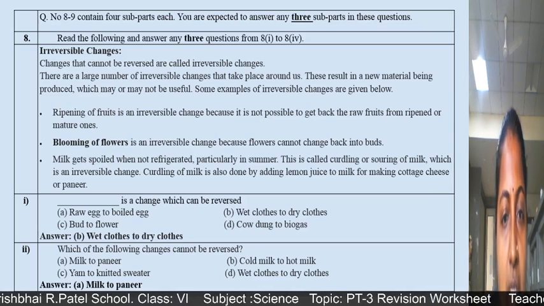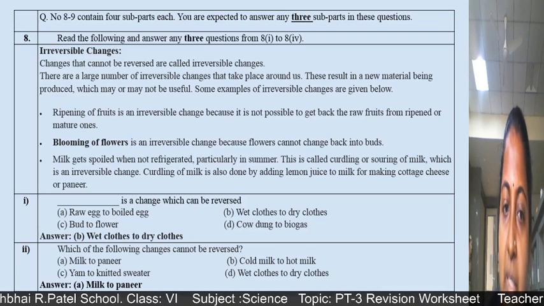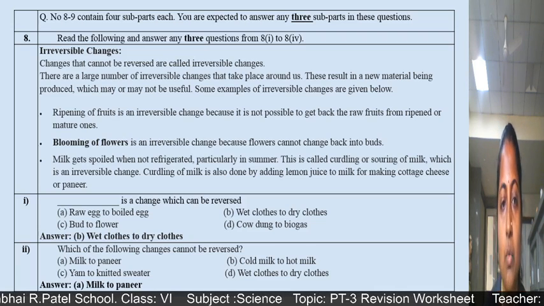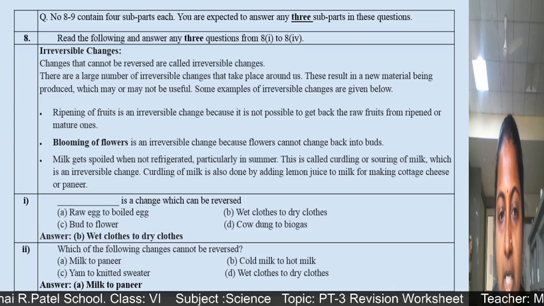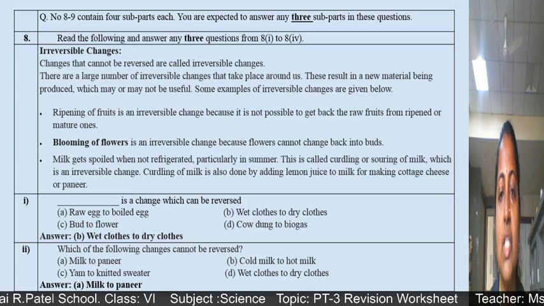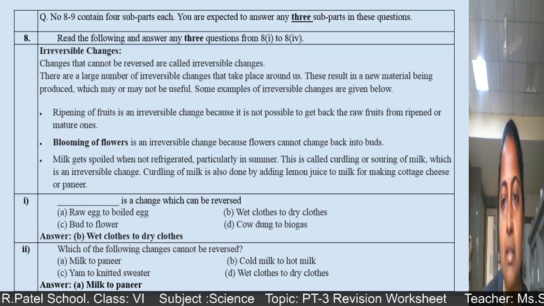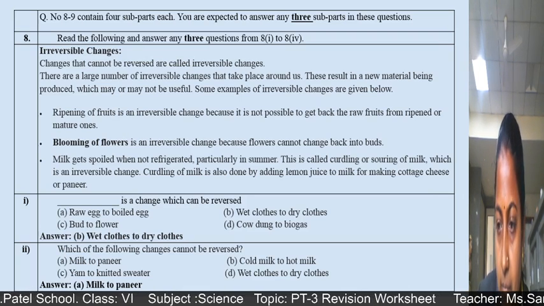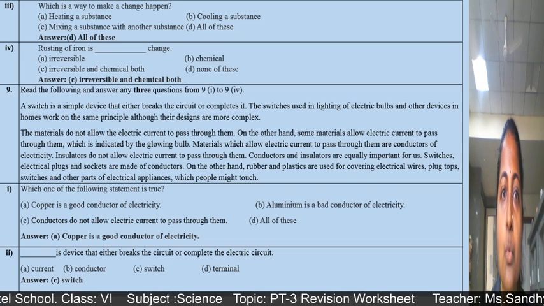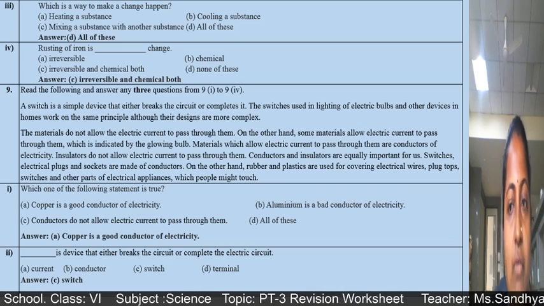Dash is a change which can be reversed. So here the answer is B, wet clothes to dry clothes. Second question, which of the following changes cannot be reversed? Milk to paneer is the change which cannot be reversed, because other changes we can reverse back. So that is the answer. Write option as well as answer. Question number 3, which is a way to make a change happen? All the answers are matching with that.